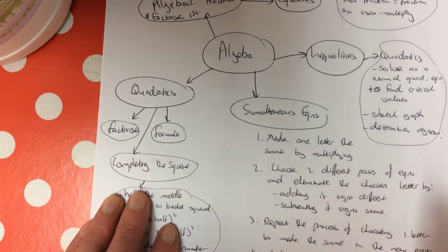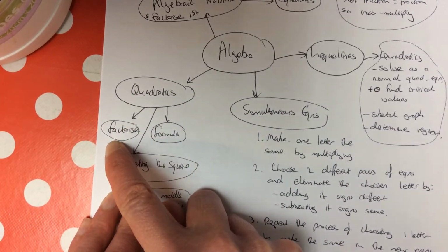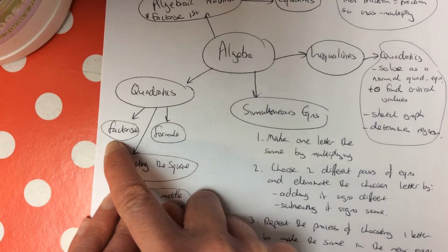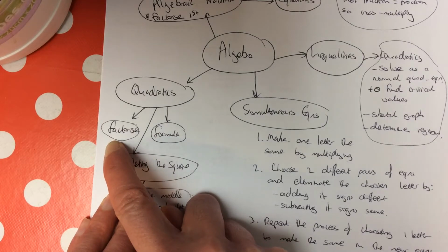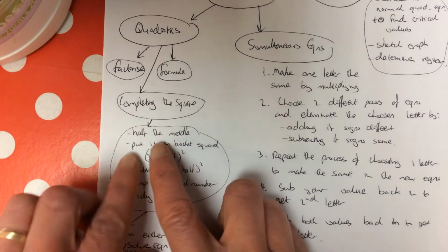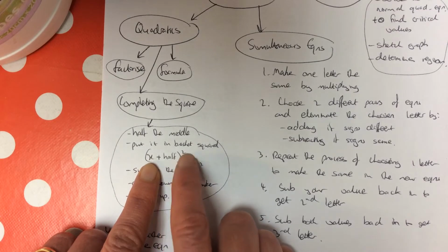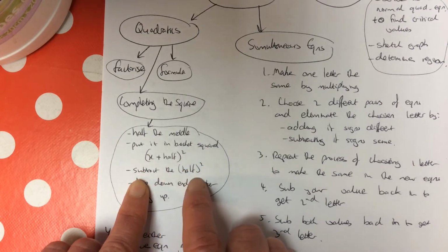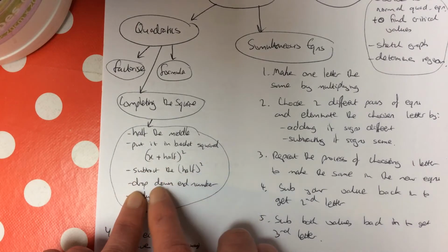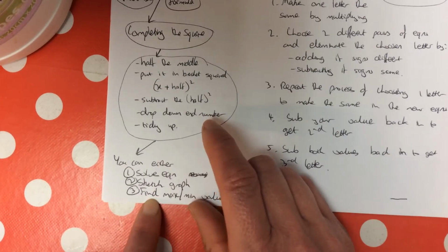Quadratics, there are 3 things you could be asked to do. Factorise, and that's just following your normal rules: common numbers, common letters, difference of 2 squares, the grouping, that's the 4 terms, easy quadratics, harder quadratics. You've then got completing the square. So you halve the middle, you put it in the bracket squared, so x plus your half squared. You subtract the half squared bit, your new number squared, drop down the end number and tidy up. Again, you'll see me working through that.